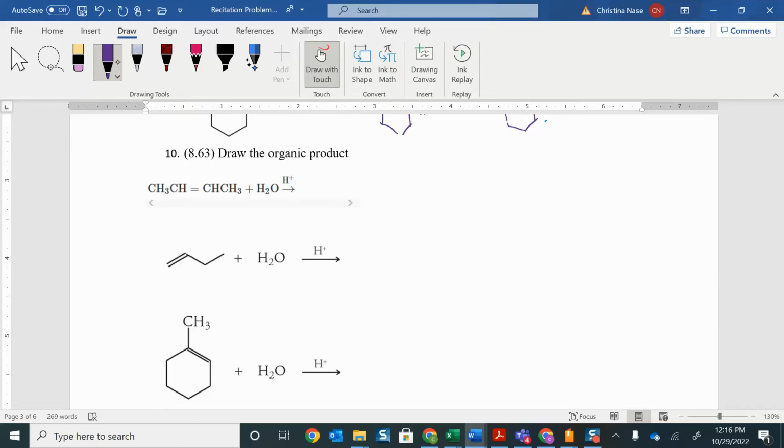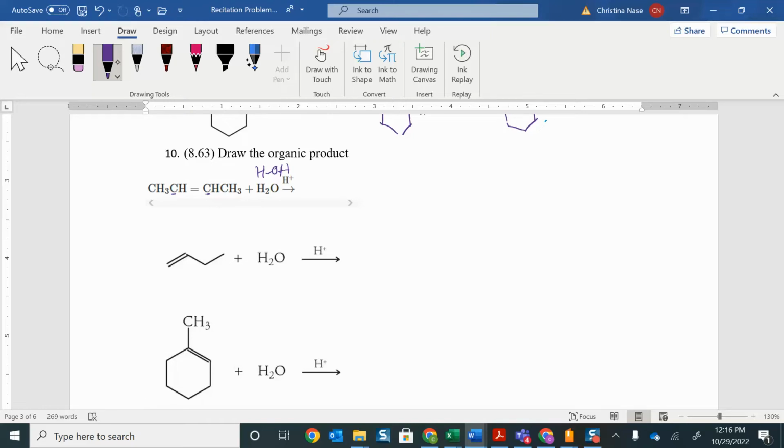We're going to be adding HOH, so water is just HOH, across this double bond. These are alkenes again. We're going to add an H and an OH. So we're going to break this double bond. One of these, this carbon and this carbon, one of them is going to get a hydrogen, one's going to get an OH. In this case, it doesn't matter which one goes where because it's a symmetrical molecule.